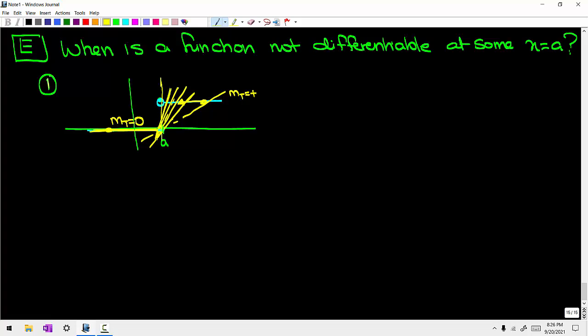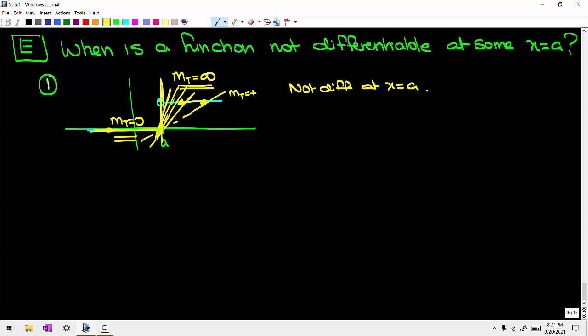Eventually the line's going to be vertical, and then the slope is going to be what from that side? It's going to be infinite, because the slope of a vertical line is infinite. So the slope from the left is zero, the slope from the right is infinite. That's why this function is not differentiable at that point x is equal to a, because the two slopes are not the same.